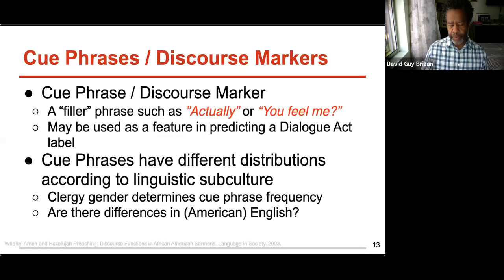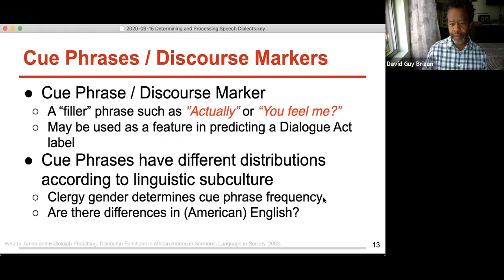These cue phrases have some distribution depending upon the person's demographics. Wari looked specifically at the distribution among clergy based on gender and found that some people were saying amen more and some people were saying hallelujah a lot more. So one of the questions I had was whether these distributions were different in American English.